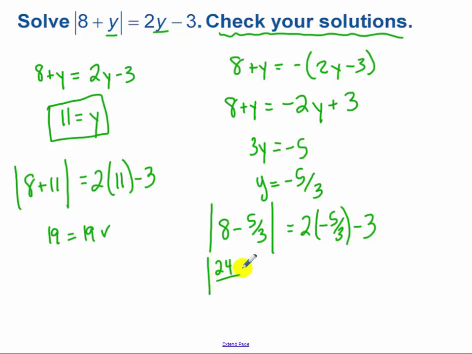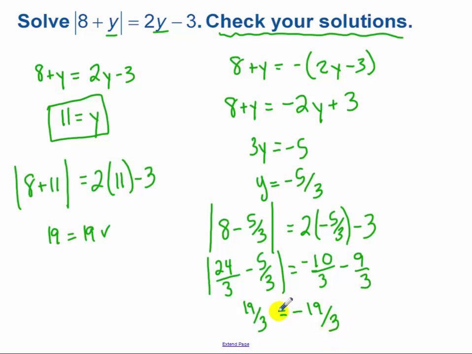Well, 8 is 24/3 minus 5/3. That's going to be 19/3 on the left. On the right, we have negative 10/3 minus 3, which is 9/3. I'm sorry, not 15, that's 10. So we get negative 19/3. Obviously, a positive is not going to equal a negative, so this is what we call an extraneous solution, so our only answer is 11. Now that's not always going to happen, but a lot of times that is going to be the case when you have a variable inside the absolute value and outside the absolute value.